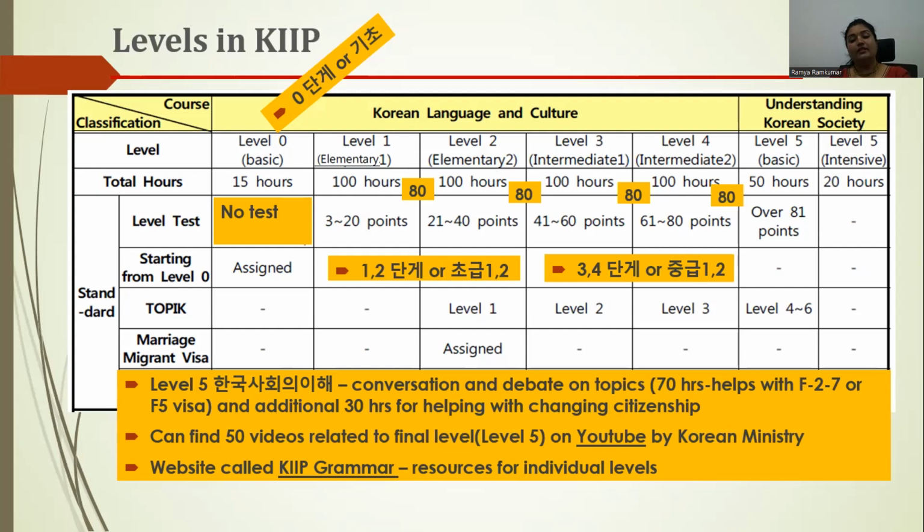So every level is 100 hours, and there is something called minimum attendance, which is 80 hours per level. So if you have the minimum attendance, only then will you be allowed to take the exams for that particular level. As I told you, there is no test for level 0. You will be straight away promoted to level 1. In level 1, there are actually tests, and level 2 and level 3, 4, all the tests are there.